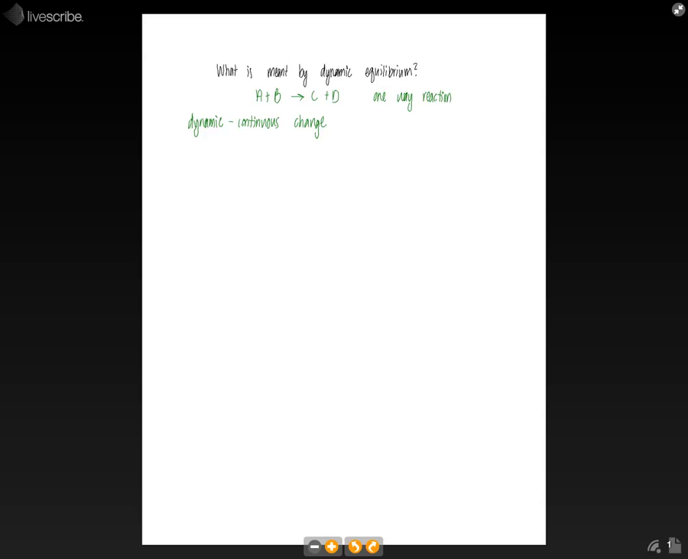So when we write an equation for something that's in dynamic equilibrium, we're going to write something like this: A plus B, and then we're going to use a double-headed arrow, and then we're going to have our products of C and D. And so this double-headed arrow means that the reaction is a two-way reaction. It can go in the forward direction to form more products of C and D, but it can also go in the reverse direction to form more reactants of A and B. So this is a reversible reaction.